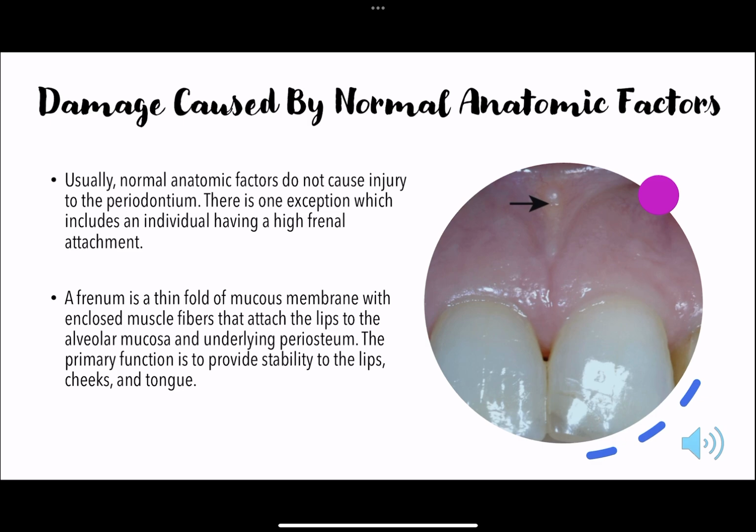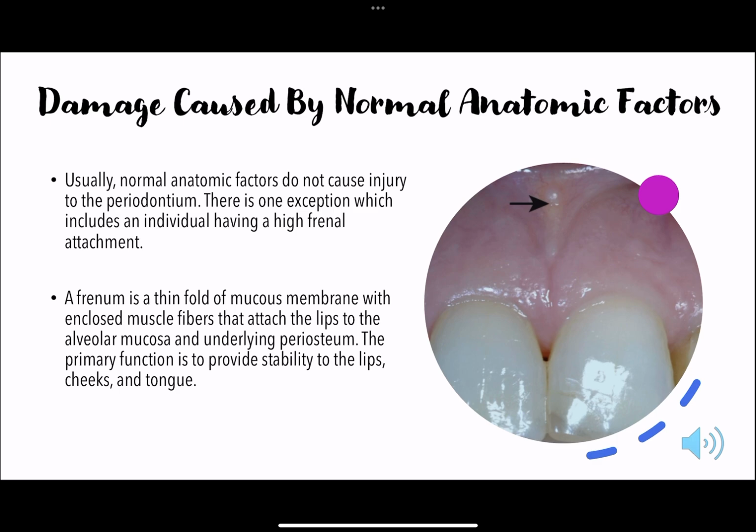So, another one of the local factors can be caused by normal anatomic factors. So, usually these normal anatomic factors don't cause injury to the periodontium, but there is one exception, which includes an individual having a high frenal attachment. So, in the picture, this is what a normal one looks like, just to give you an idea of what it does look like.